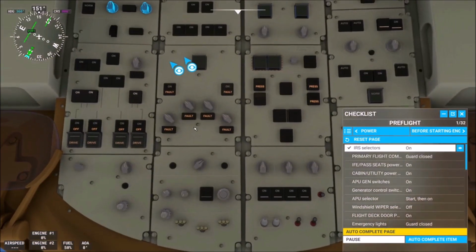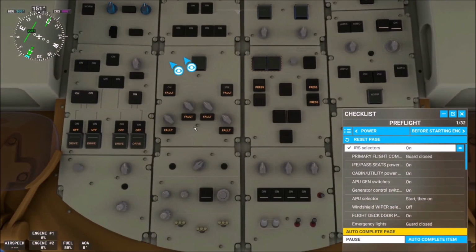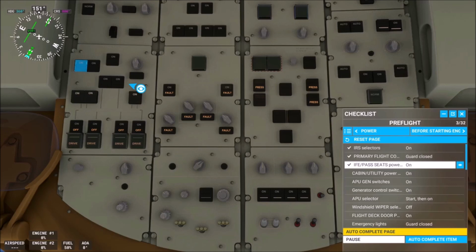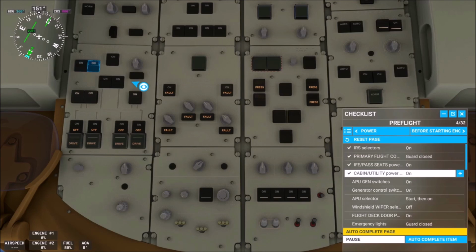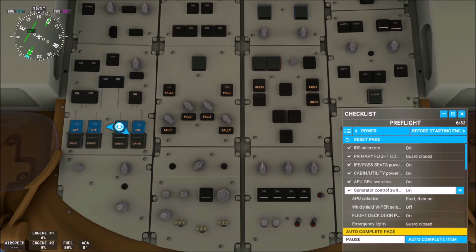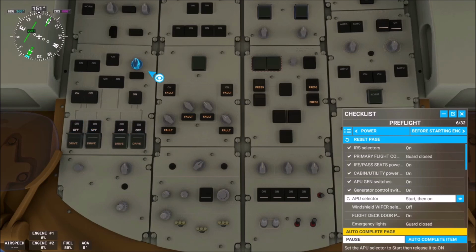Evaluation. IRS selectors, on. Good. We started well. Primary flight computers disconnect switch, we didn't touch it. Guard closed. Excellent. IFE/pass seats power switch, it is on. Excellent. Cabin/utility power switch, on by default. Excellent. APU gen switches, they are on. Good. Generator control switches, on. Good. Excellent.